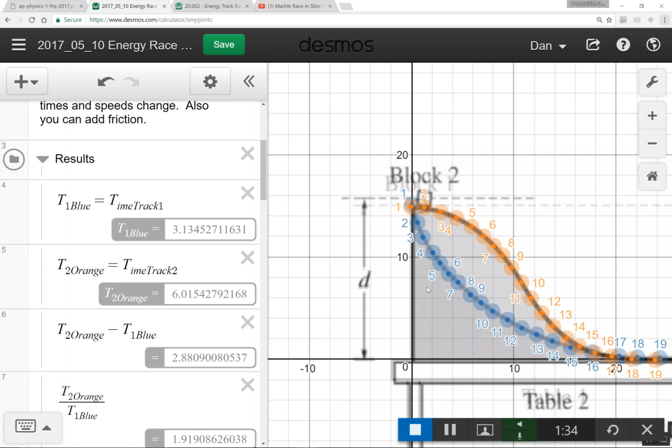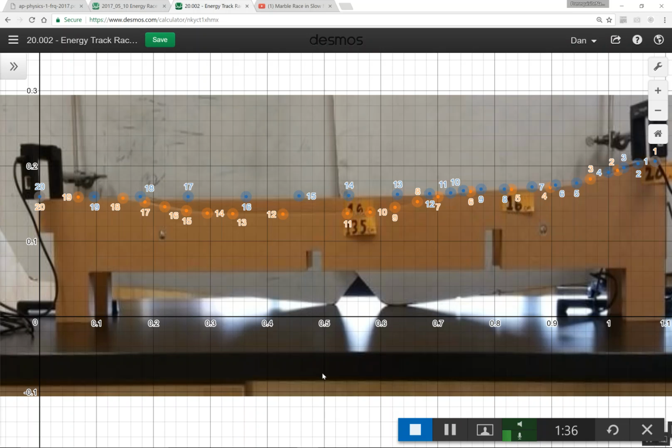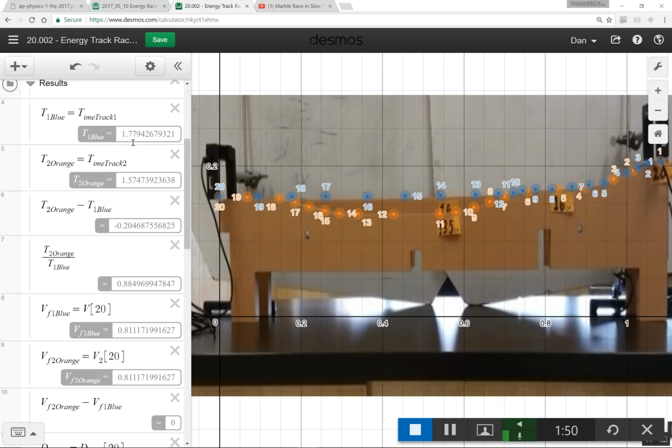So then I thought, well, what if I was to take a picture of that same marble race from 6 years ago and try to simulate it with this simulation? So the orange is the low road, the blue is the high road. The results you get are 1.78 and 1.58 seconds. So it definitely has the low road winning.